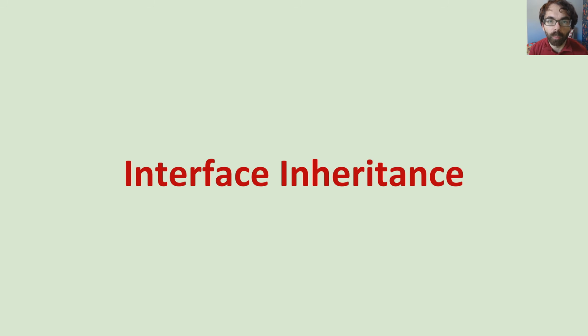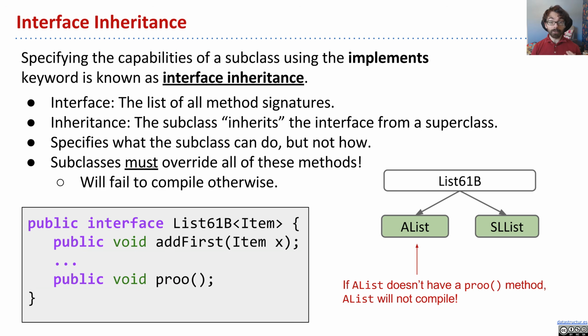It turns out there are multiple ways to specify hyponym-hypernym relationships. What we've done in this lecture so far is something known as interface inheritance. It's the type of relationship specification that I personally really like, and in the next video we'll talk about another one. So first, I'll tell you what interface inheritance is. It basically captures any time we specify the capabilities of a subclass using the implements keyword. That's known as interface inheritance.